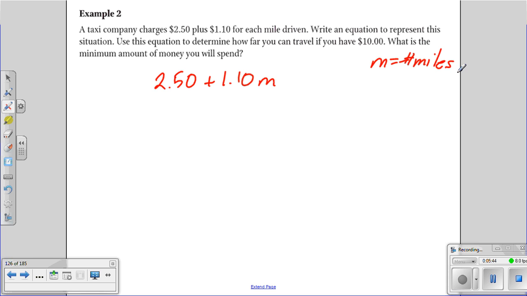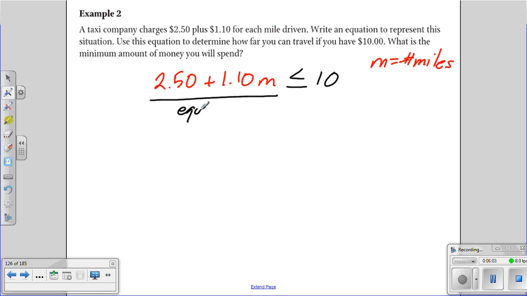Now, the second part says use this equation to determine how far you can travel if you have $10. Now, here's what comes later. You have $10. Now, can you go over or under $10? Now, if you spend more than $10, you're not going to have enough money. But let's say you only spend $9. Is that okay? For sure. So the equation has to be less than or equal to $10.